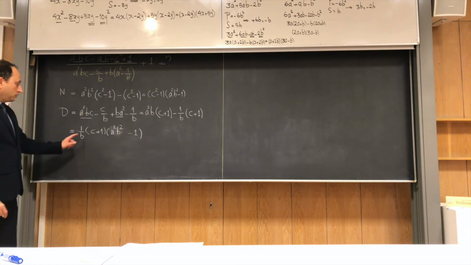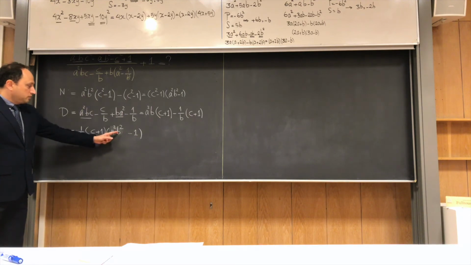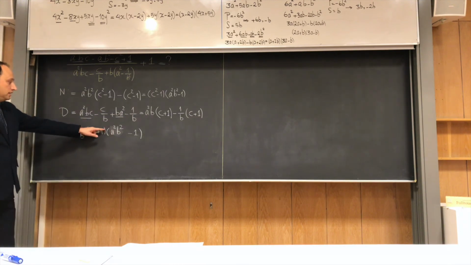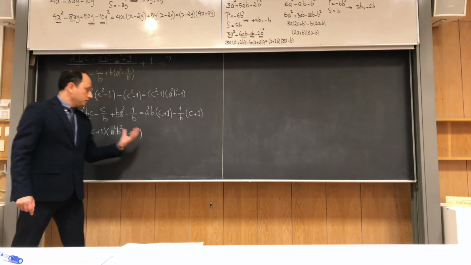Yes? If you don't believe, let us check. 1 over b multiplied here. One of these b's and one of those b's are canceled, so I will get a squared b back, which is exactly the one here. So hopefully you can realize what's going on. I am factoring this expression out.